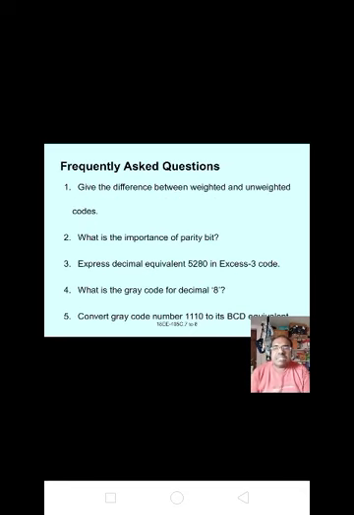Frequently asked questions. Give the difference between weighted and unweighted code. What is the importance of parity bit? Express decimal equivalent 5280 in XS3 code. What is the gray code for decimal 8? Convert gray code number 1110 to its BCD equivalent. These are the important questions. Please do them in your notebook.